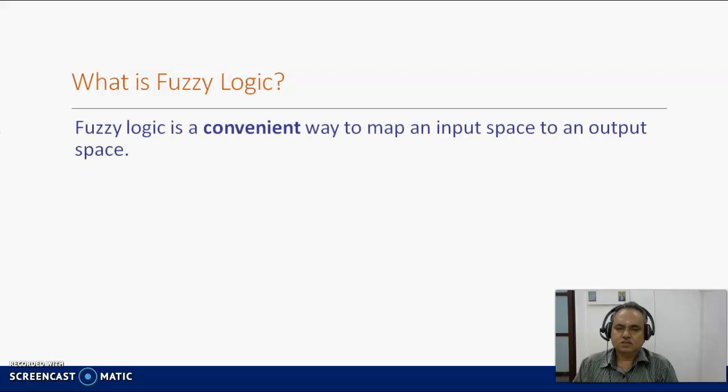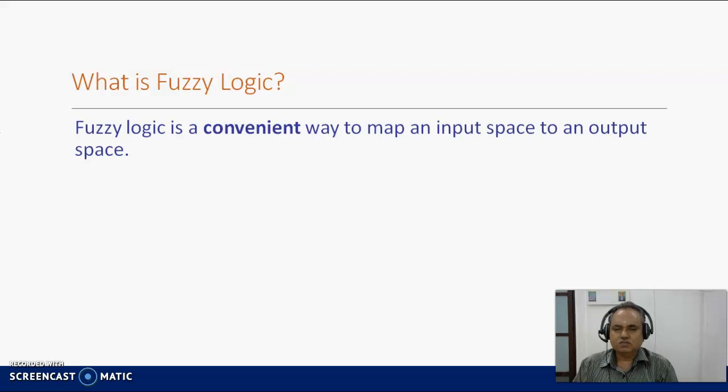We'll start with wanting to know the meaning of fuzzy logic, or what is fuzzy logic. The English meaning of the keyword fuzzy is uncertain, haze, not clear. So whenever we are not able to judge, or you cannot define correctly, the information is void, what we call fuzzy. Fuzzy logic is a convenient way to map an input space to an output space. This is one of the definitions of fuzzy logic.